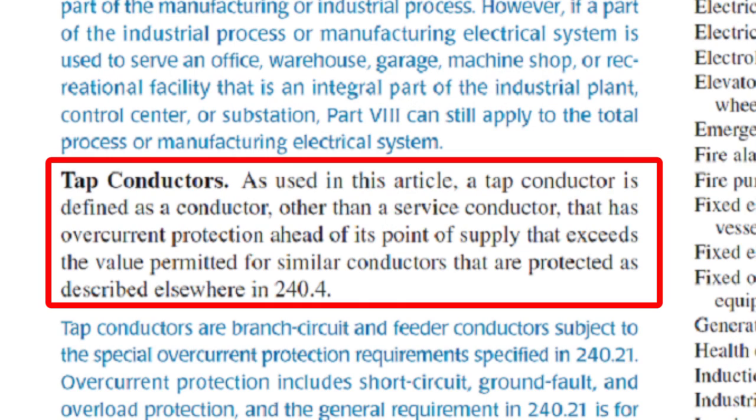So when you go to 240.2, I'm reading straight from the article, as used in this article, this is the definition of tap conductors. A tap conductor is defined as a conductor other than a service conductor that has overcurrent protection ahead of its point of supply that exceeds the value permitted for similar conductors that are protected as described elsewhere in 240.4, as you mentioned. So I think it's important to reinforce, again, what we're talking about with tap conductors here.